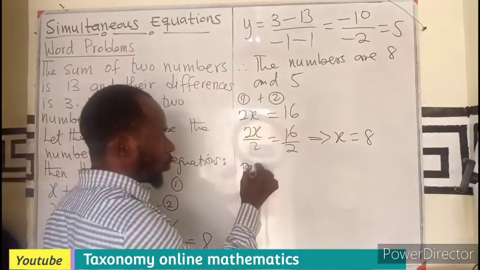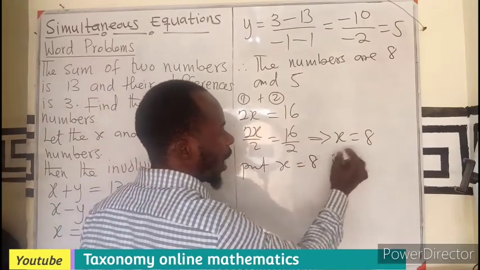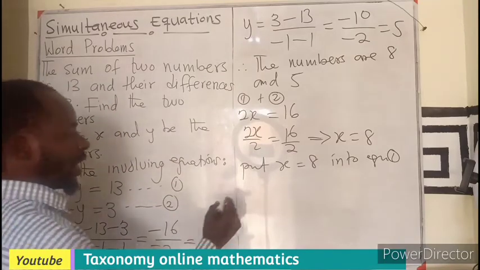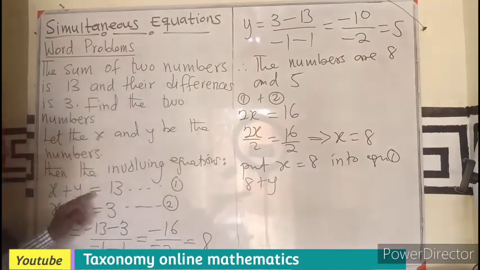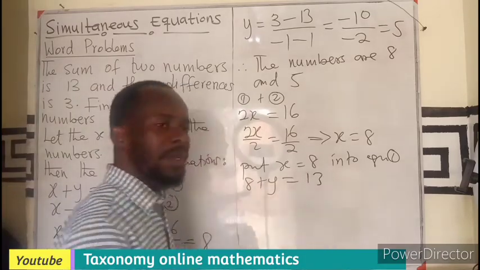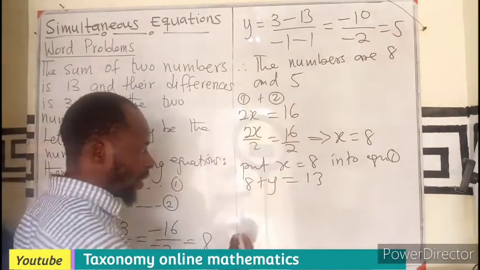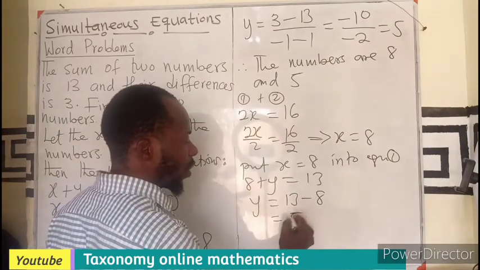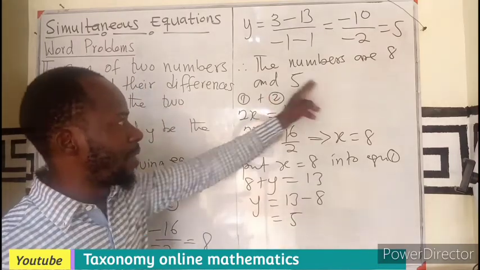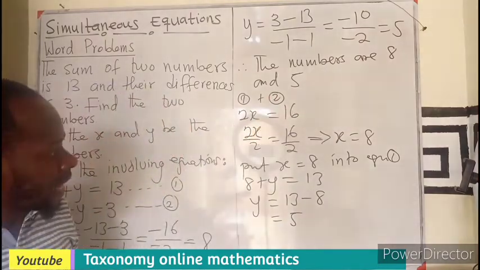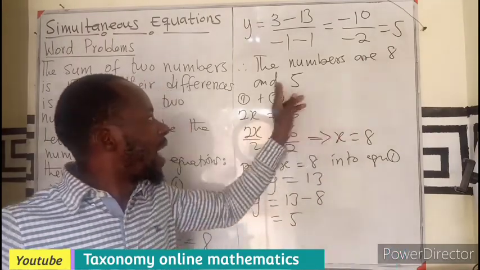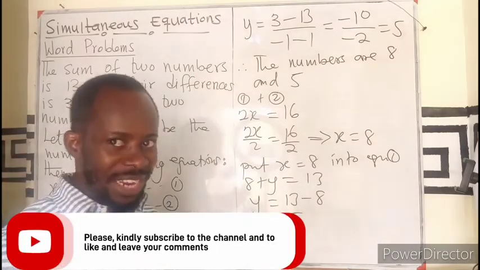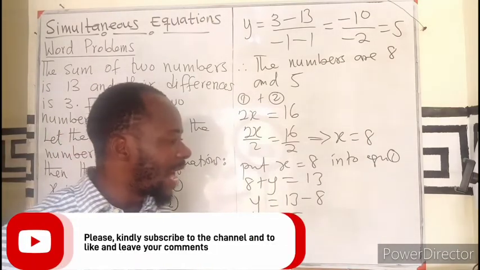Then we put x equals 8 into any of the equations. I'll prefer equation 1. So 8 plus y equals 13. We can subtract 8 from both sides to give y equals 13 minus 8, which makes y equal to 5. So the numbers we are looking for, taking x first, are 8 and 5. I bet you can also use the substitution method. Try that and see if you can arrive at the answer.